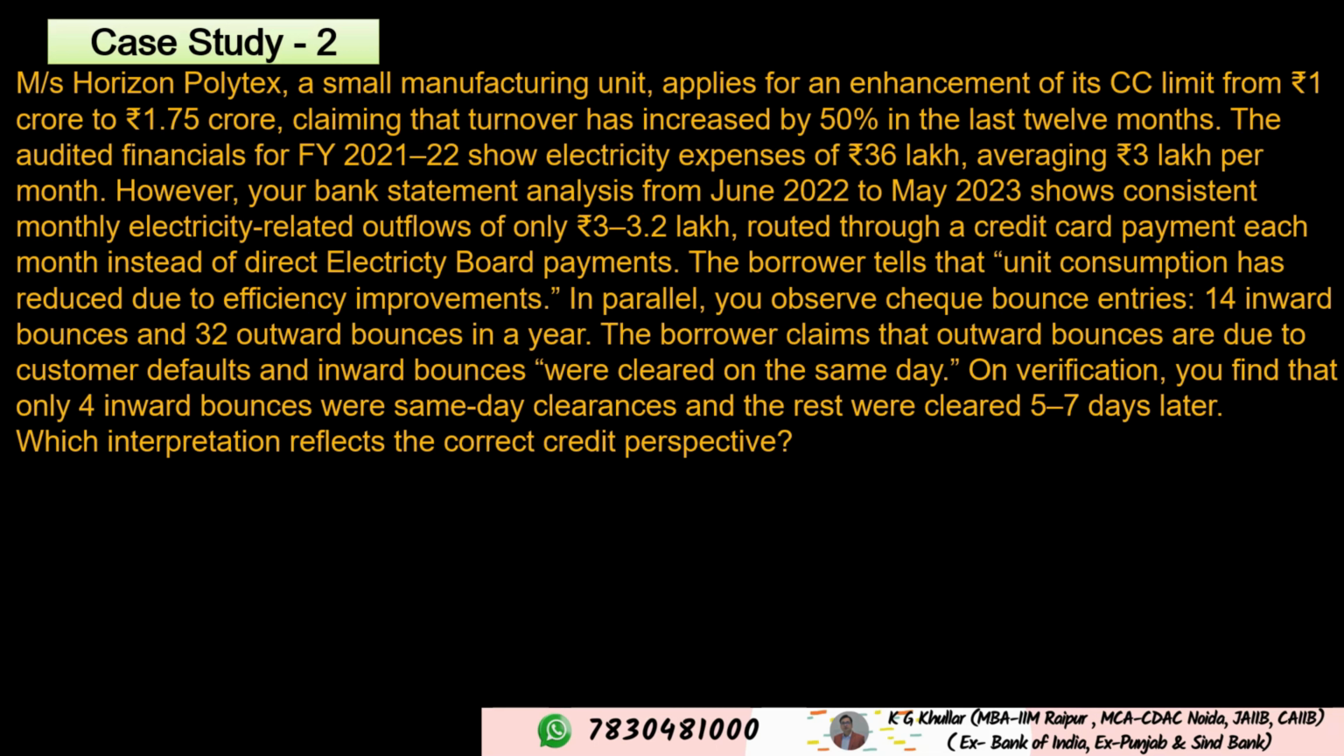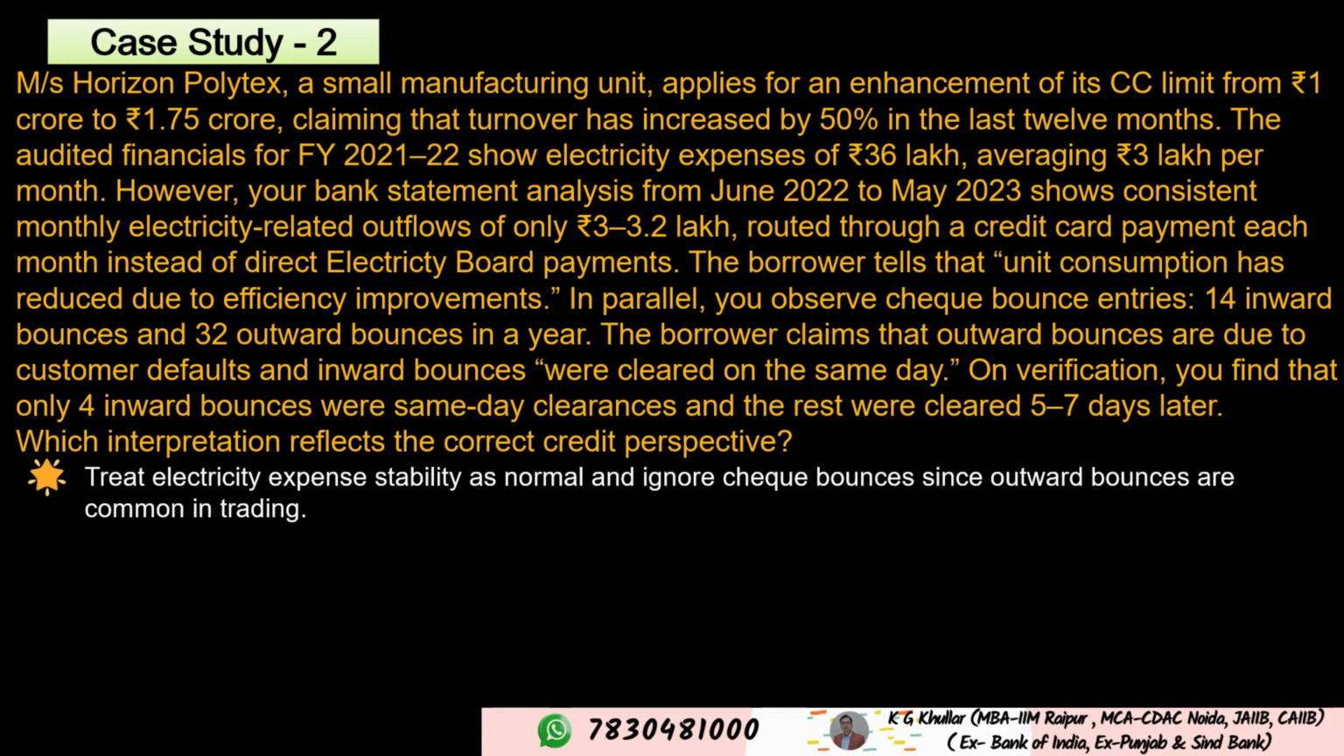In parallel, you also observe the check bounce entries, that is 14 inward bounces and 32 outward bounces in a year. The borrower claims that the outward bounces are due to customer defaults and inward bounces were cleared on the same day. On verification, you found that only 4 inward bounces were same day clearances and the rest were cleared 5 to 7 days later. Which interpretation reflects the correct credit perspective?